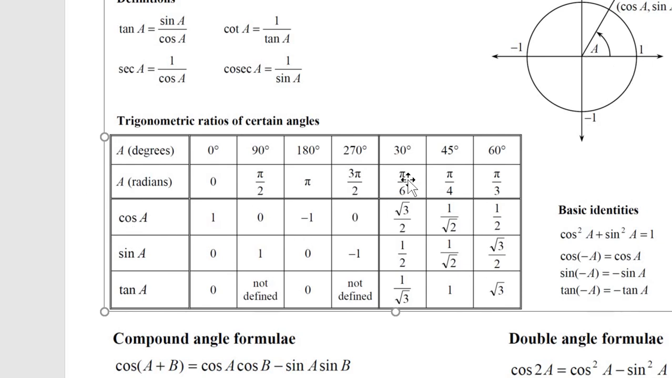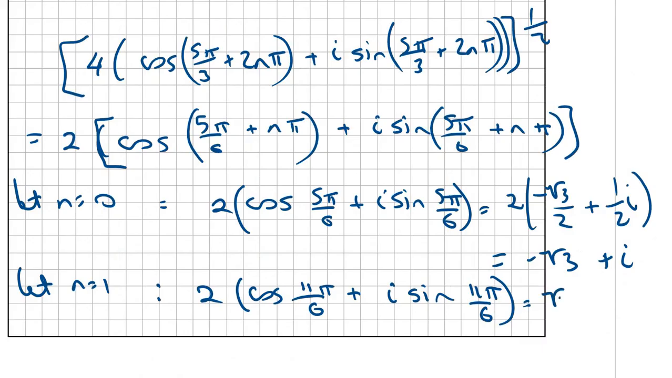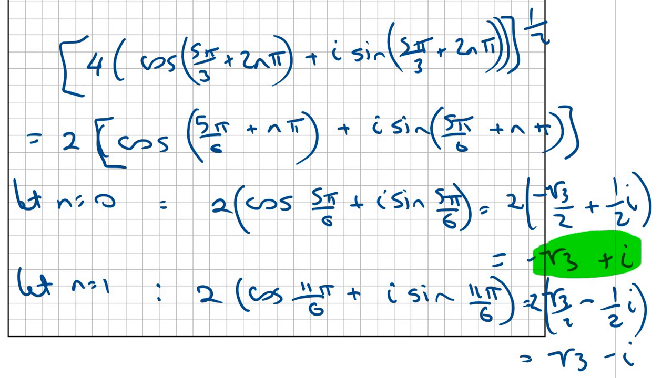We know that cos of pi over 6 is root 3 over 2. But I'm in the fourth quadrant now, 1, 2, 3, 4, and cos is positive in the fourth quadrant, so that just becomes root 3 over 2. So it's 2 times root 3 over 2, and sine is negative in the fourth quadrant, so it's minus a half i. Again, you can just put it into your calculator, and twice that gives you root 3 minus i. So our answers become minus root 3 plus i, or else root 3 minus i for that question there.